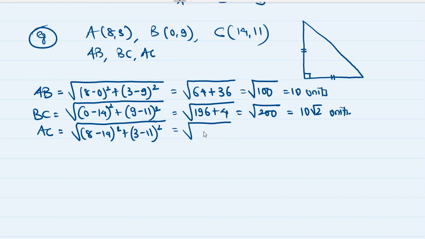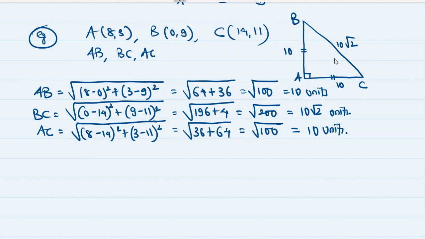8 minus 14 is minus 6. Minus 6 square is 36, plus 3 minus 11 is minus 8, and minus 8 square is 64, which is root of 100, which is 10 units. So here we have AB and AC equal. This point is A, this is B, and this is C. AB and AC both are how much? 10 units each. And BC is 10 root 2. So it is proved that it is an isosceles triangle.